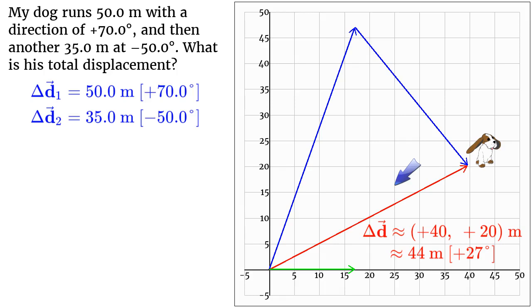If we do the same thing for the second part of the displacement, it's starting at about 17 for its x-coordinate and it's ending just under 40. So if we draw a second displacement vector along the x-axis, that's what we get. So these two green arrows represent the x components of the two displacements, and it's those two arrows added together that go from 0 to just about 40, which gives us our total x component.